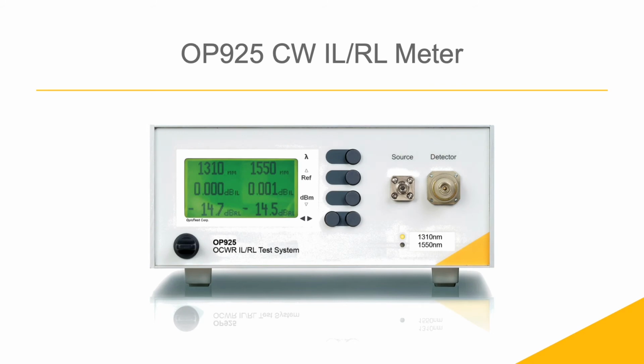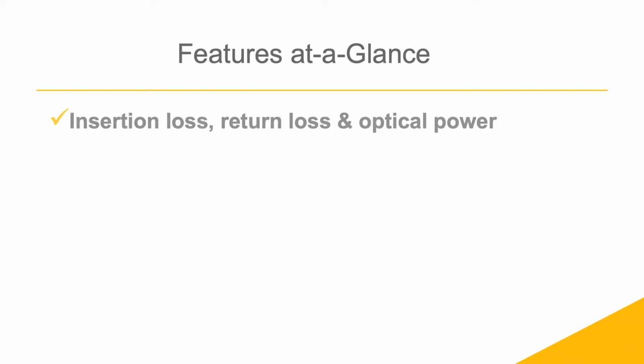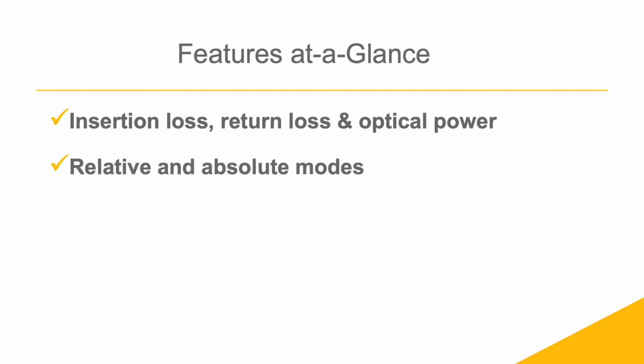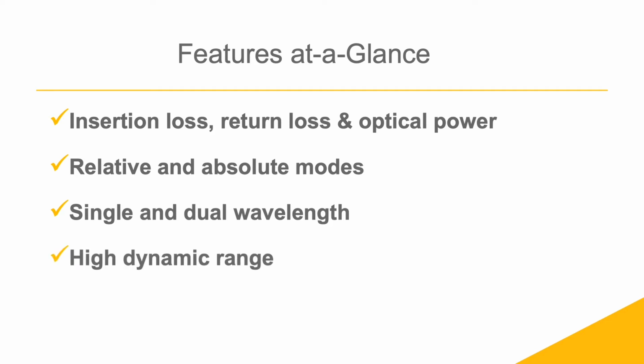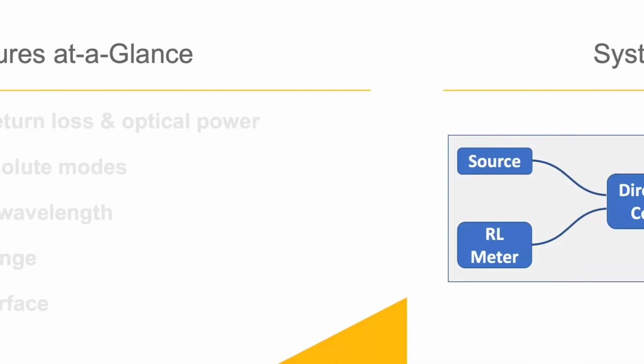This is the new OP925 insertion loss and return loss benchtop meter. It is based on the use of a CW, or continuous wave, source. The OP925 will measure insertion loss, return loss, and optical power. It does so in both relative and absolute modes. It supports single and dual wavelength sources, and it has high dynamic range. It also has a very simple user interface.